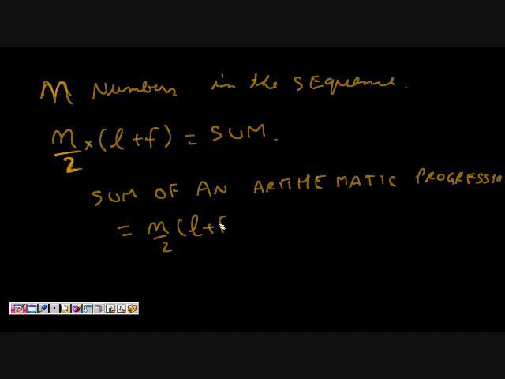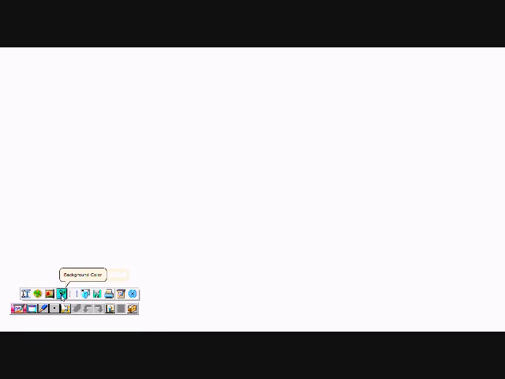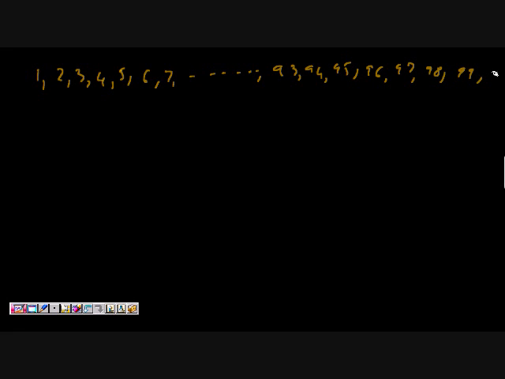Okay, so let's apply this formula to one example just to demonstrate the idea. You're given the sequence of numbers 1, 2, 3, 4, 5, 6, 7, and so on, 93, 94, 95, 96, 97, 98, 99, and 100. So there are 100 numbers in the sequence, so n is 100. The number of pairs is equal to n divided by 2, which is 50. And the first number in the sequence F is 1 and the last number L is 100.